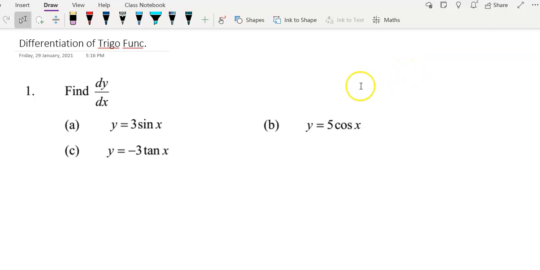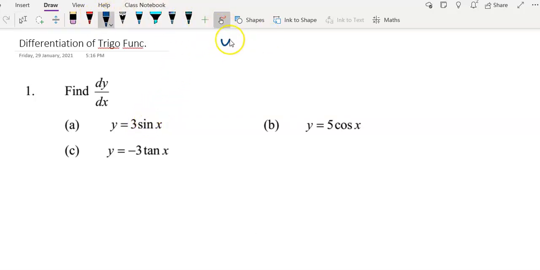Hi everyone, this is the video on differentiating trigonometric functions. For the first question, first example, I have three sub-questions over here, A, B, and C. It's a very simple question. First of all, we need to know the formula.